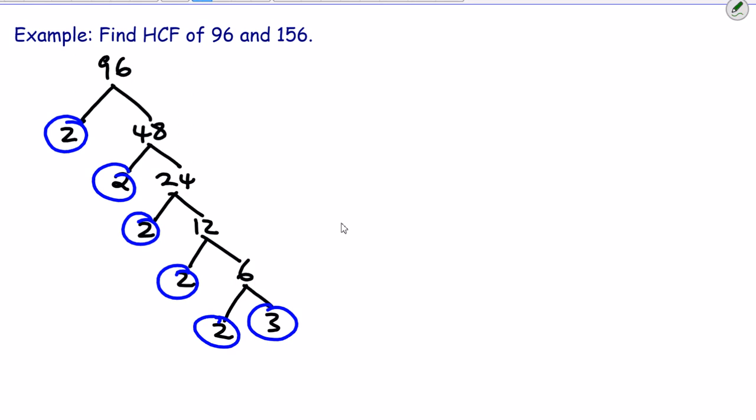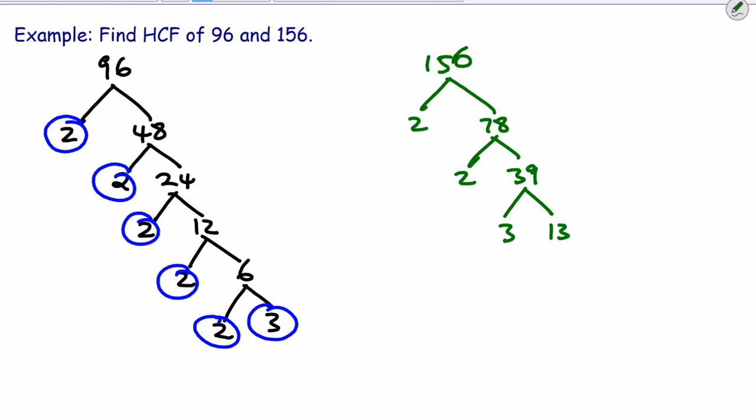Likewise, for 156 I will have to draw a factor tree. So two numbers that multiply to get 156, not 150: 2 and 78, 2 and 39, 3 by 13, and all these numbers here are prime numbers.